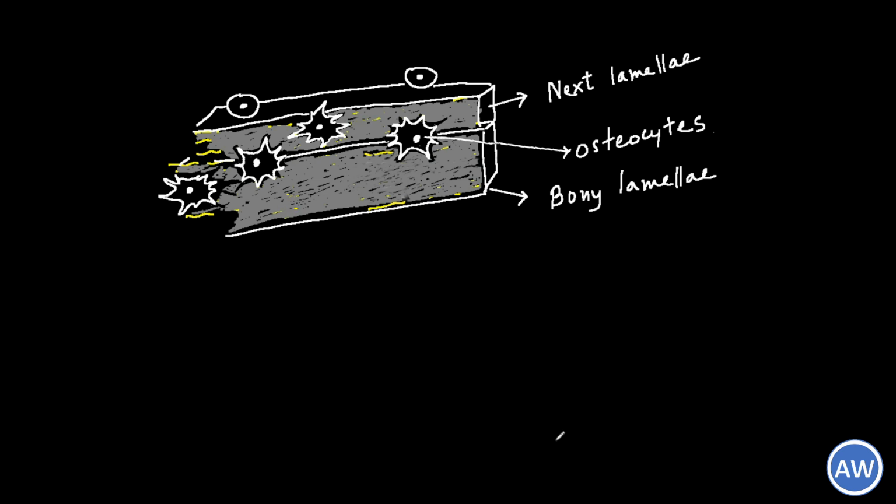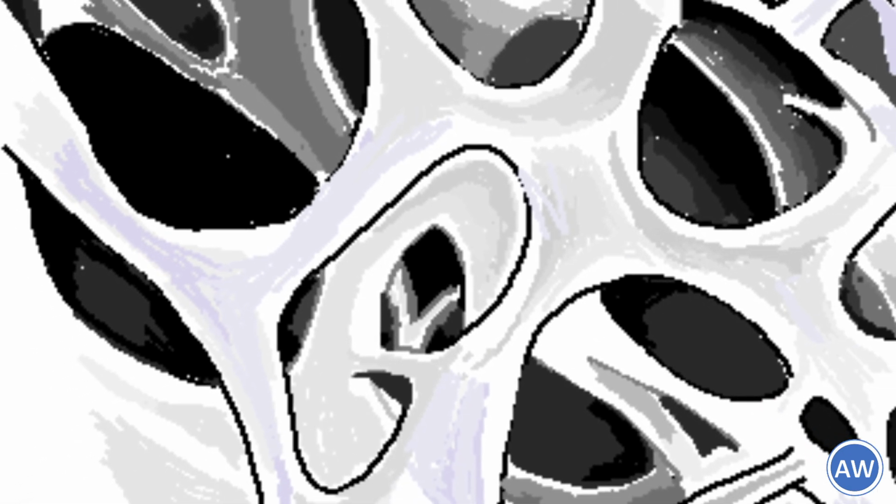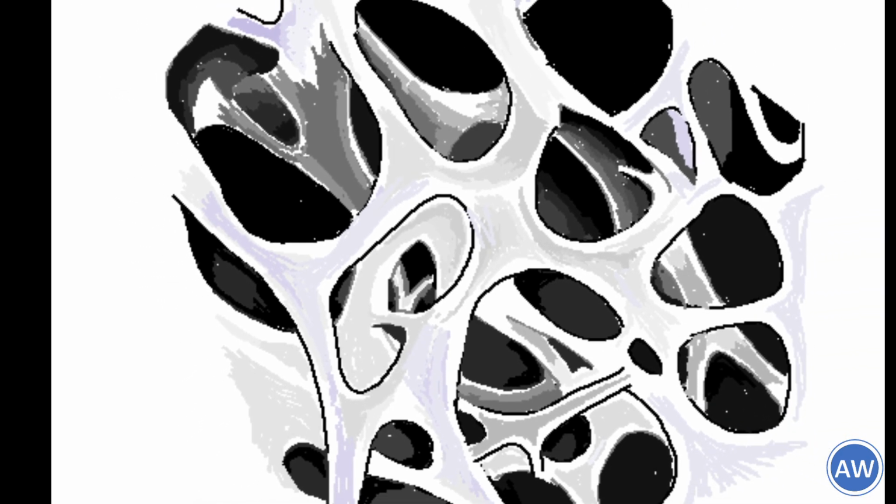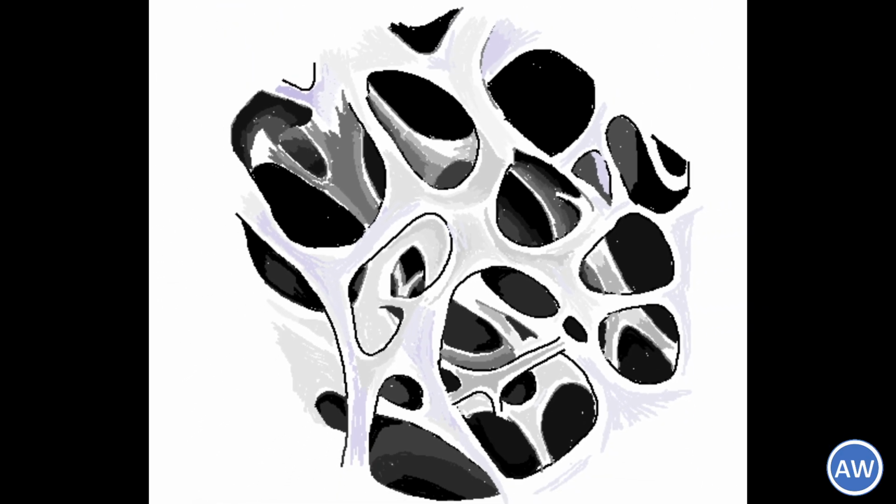In this way, a number of lamellae are laid down one over the other, and these lamellae together form a trabeculus of bone. In this way, a typical cancellous bone will be formed. An important point to keep in mind here is that the first formed bone may not be in the form of regularly arranged lamellae. The elements are irregularly arranged and form a woven bone.